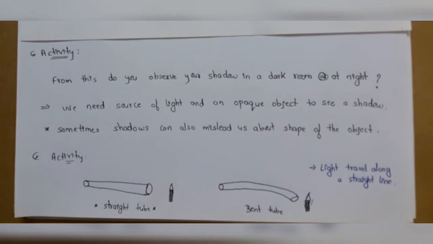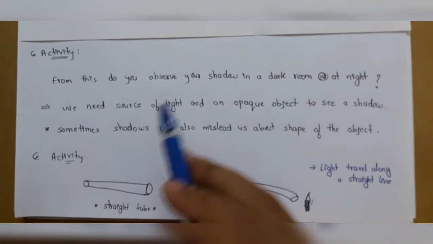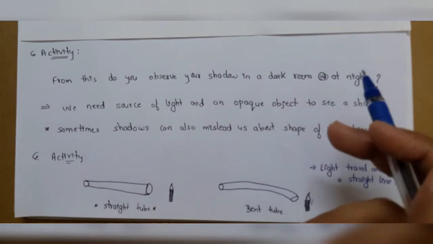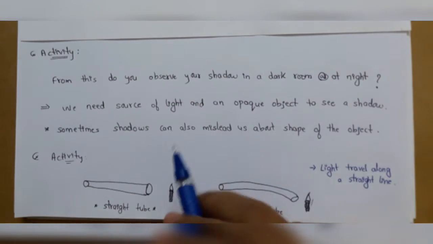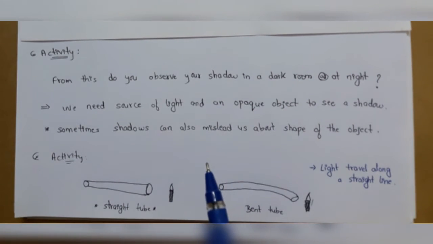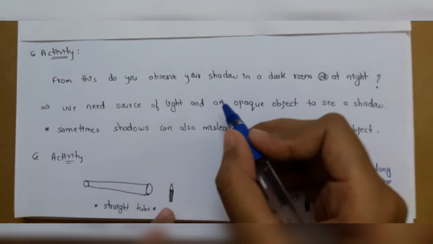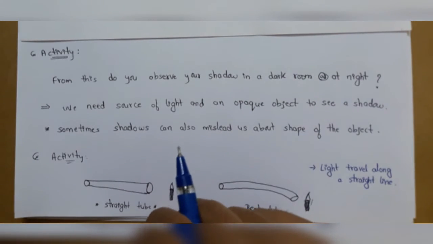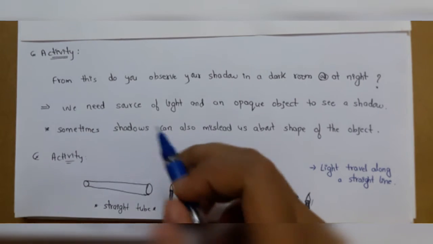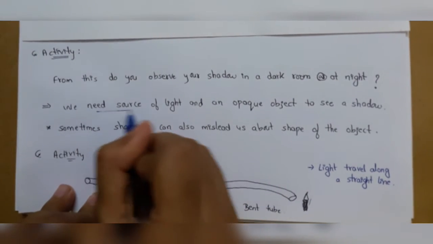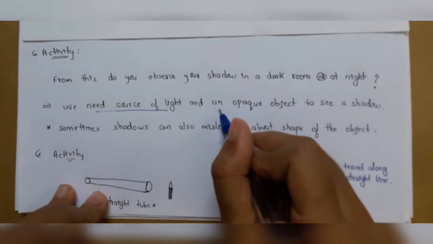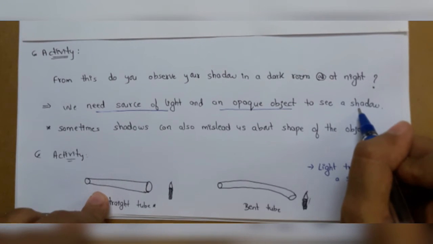So, from the above activity, we came to know that shadows are formed when light passes through them. But we have one more question. In a dark room at night, can you see your shadow? Why can't we see our shadow in a dark room or at night? That is because we need a source of light and an opaque object to see a shadow.